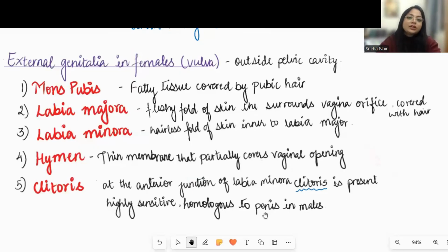So these are various parts of the female reproductive system. I hope you have understood, and we will continue with the next part in the next video.